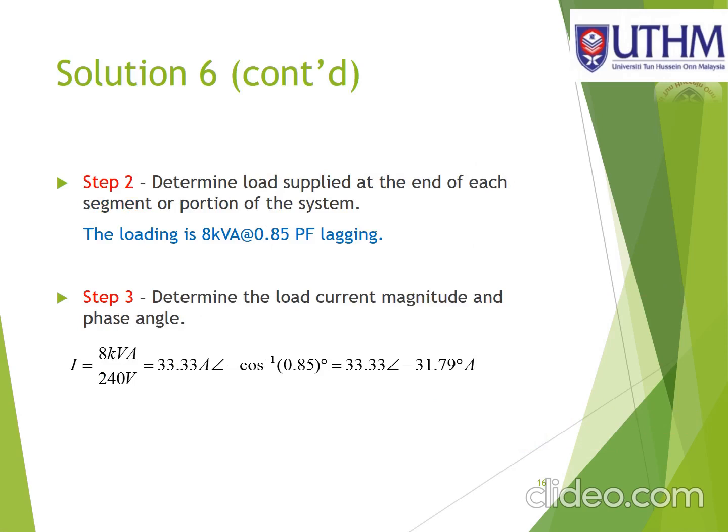Next, step 2, determine load supply at the end of each segment or portion of the system. Already given in the questions, the loading is 8 kVA at 0.85 power factor lagging. And then step 3, we have to determine the load current magnitude and phase angle. From the load, we can get the value of I by using this formula.